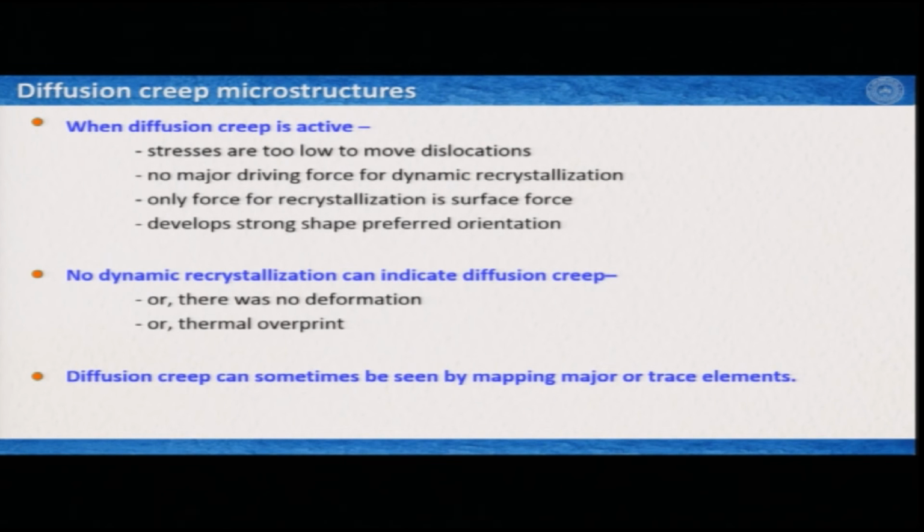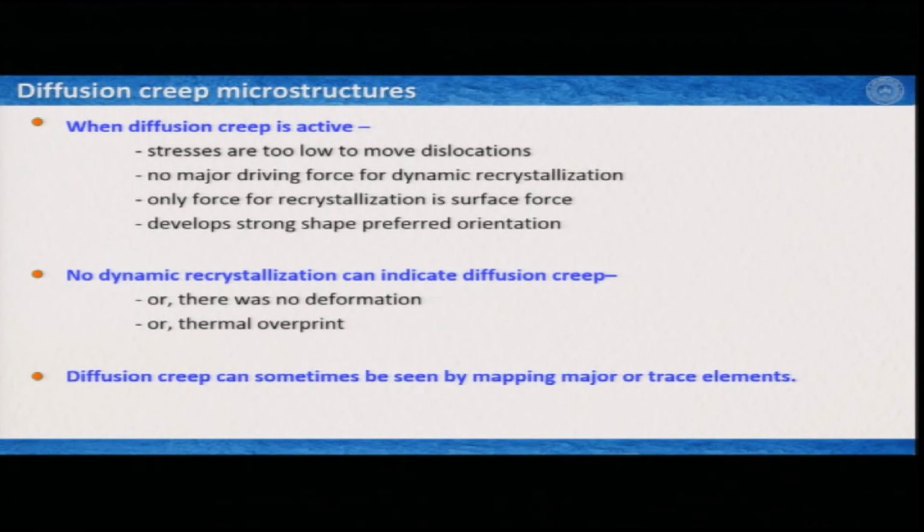So the microstructures of diffusion creep are not so easy to identify under optical microscopes. When diffusion creep is active, stresses are too low to move the dislocations. This is why it happens. There is no major driving force for dynamic crystallization, so you do not achieve grain boundary migration and so on. Therefore you have diffusion creep.